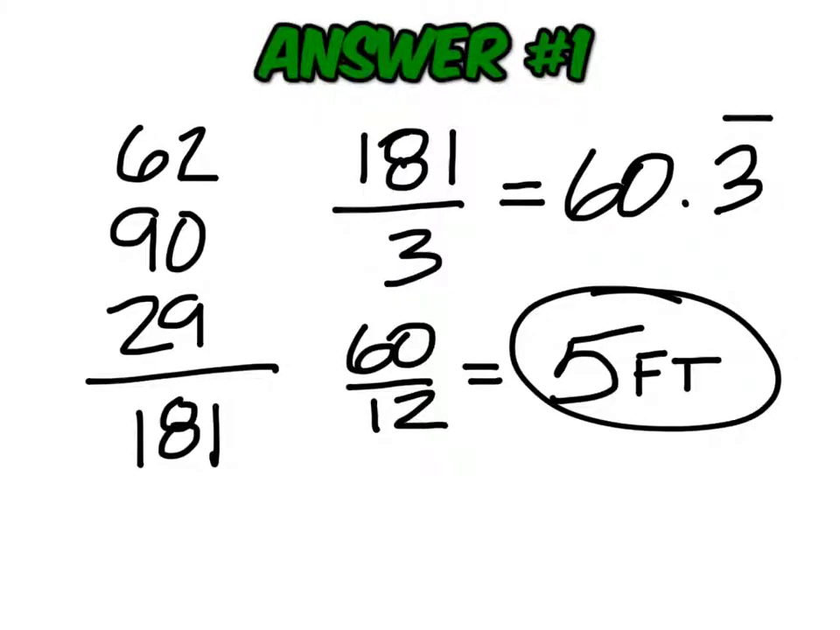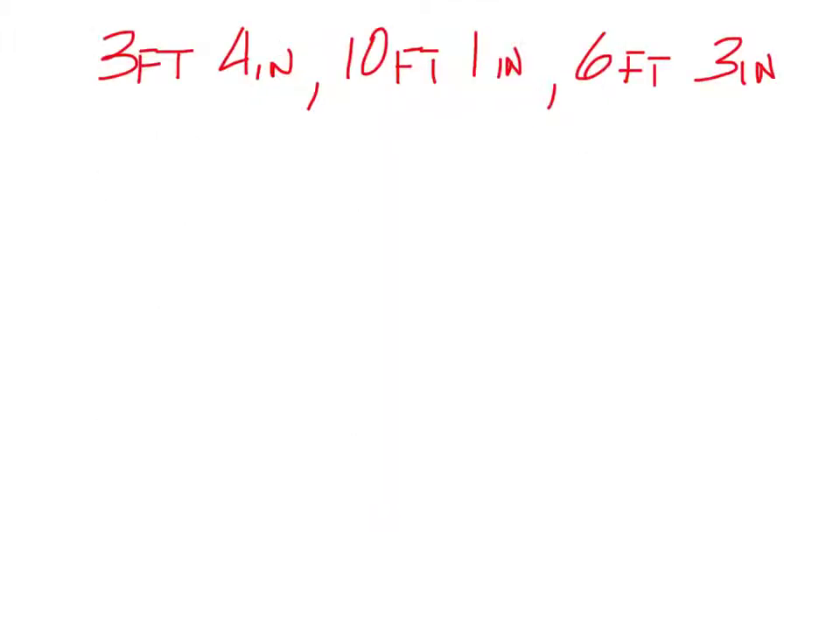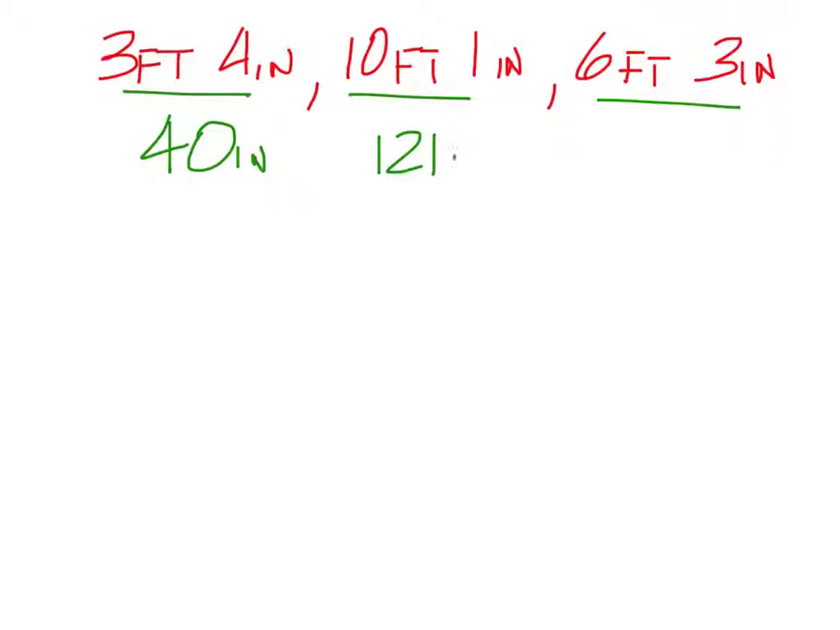Number 1 is 5 feet. 2 is 6 feet 7 inches. Alright, here's a review of one of the homework problems. We have to find the average, right? Okay, so if we need to find the average, we want to convert all of these to inches to start with. So if I convert this one to inches, you'll end up with 40 inches. And then this next one is going to be 121 inches. And then the next one is going to be 75 inches.